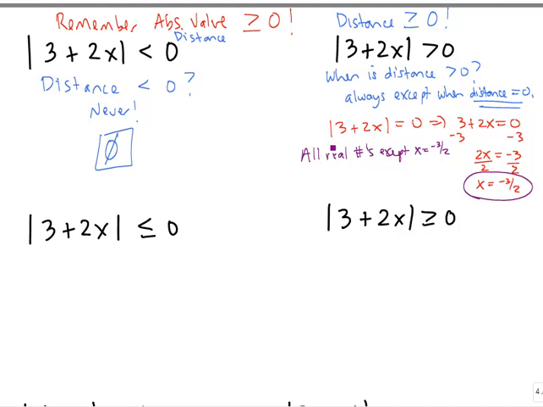Well, you actually need two. If you think about this on a number line, all real numbers would be the whole number line shaded in, except we want to leave out negative 3/2. So we want to put a little tiny hole right at negative 3/2.